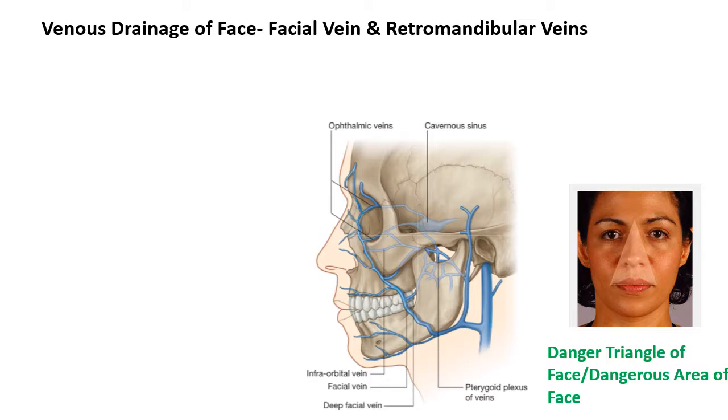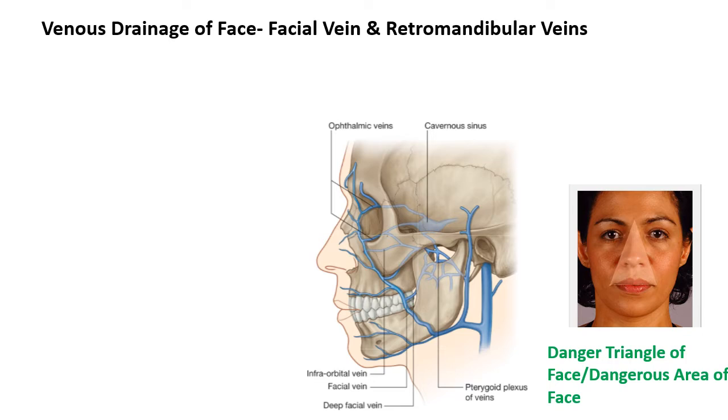Now, the blood from the face drains via two veins, either the facial vein or the retromandibular vein. Now, let's see the formation of both these veins. This is very important because it also explains the case scenario which we saw in the beginning of this lecture.